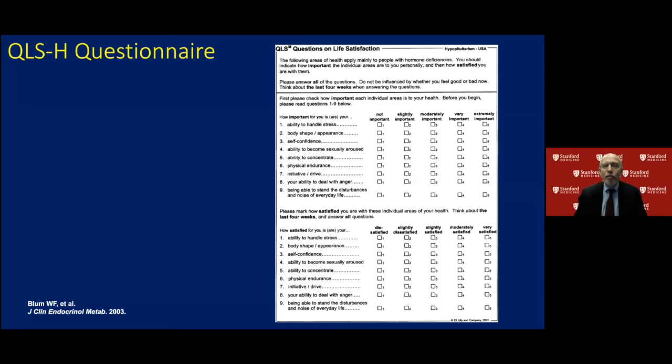A number of quality of life questionnaires have been developed for many diseases, and there have been some that have been very specifically developed for hypopituitarism and for growth hormone deficiency. And these have been used frequently in studies, I think less frequently in the clinic. And I personally do not use them, but they have been of use in demonstrating that quality of life does improve.